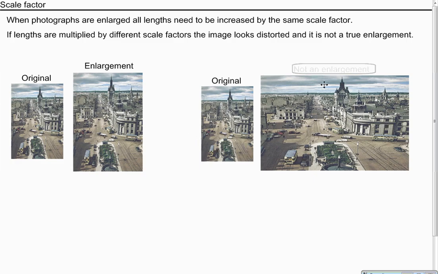Looking at the second pair, this is not an enlargement. We can see the height and the width have both been made larger in comparison to the original, but just looking at some of the details, you can see that it has been distorted. So it's not a true mathematical enlargement.